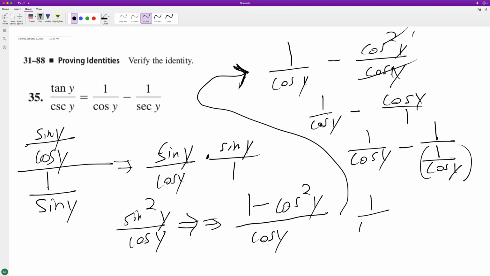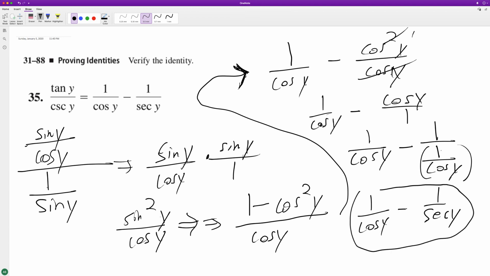So it becomes 1 over cosine y minus 1 over secant y, because 1 over cosine y is the same thing as secant y, and that's how you do that. Even though it's unnecessary, it just lets you recognize that.